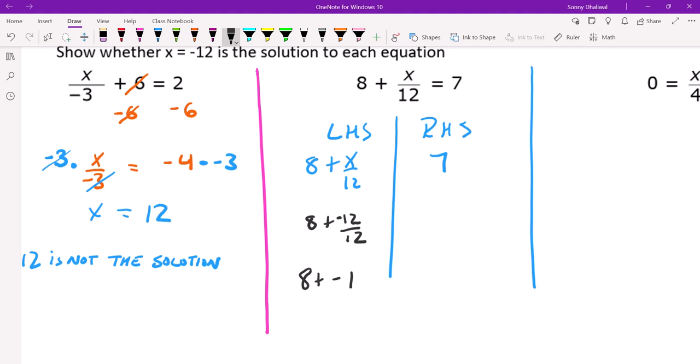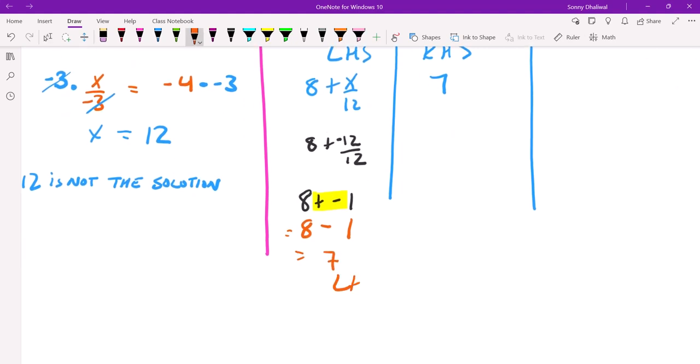This is why my warm-ups look the way they do for you guys. This is sort of how the calculations turn out. We combine the two middle signs like you did in the warm-up. The plus and the minus sign combine to make a minus. So you have 8 minus 1 equals 7. So our left side equals our right side, and we can say negative 12 is a solution. Okay?